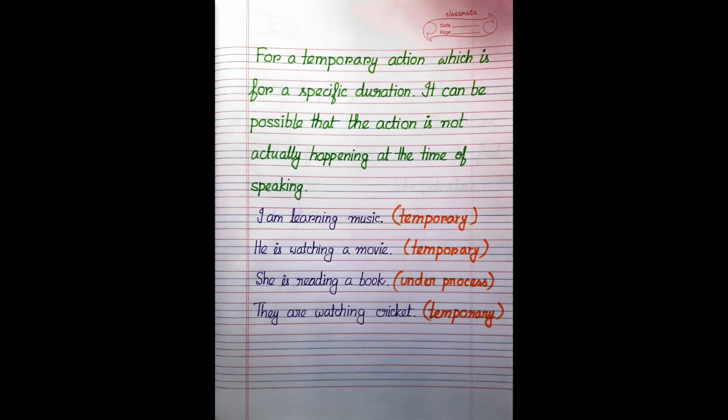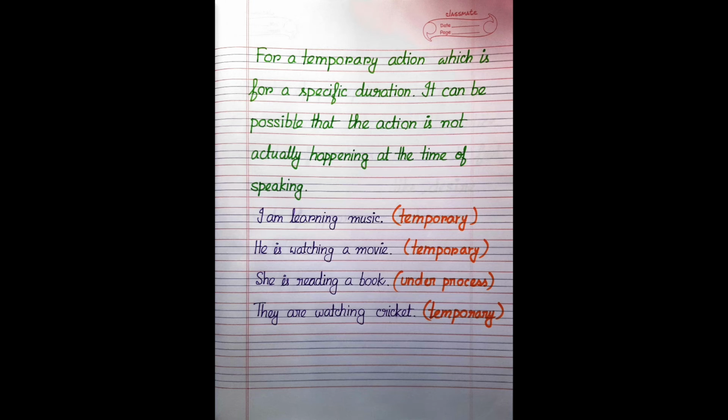He is watching a movie. It is also a temporary action because the movie will not continue forever. It may be over in 2 hours or 3 hours. So, it is again a temporary action. Next, she is reading a book. They are watching cricket. Similarly, a lot of examples we can produce.